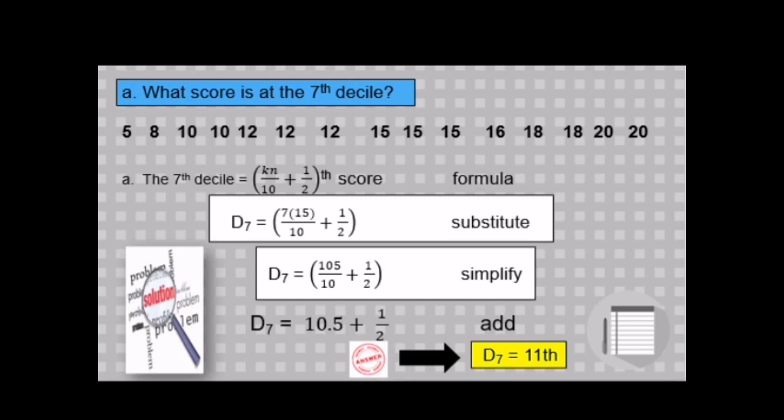So you will count from left to right 11. So it will be 16. Therefore, the 11th score, or the D sub 7, is 16. Okay, so that will be the value of D sub 7.